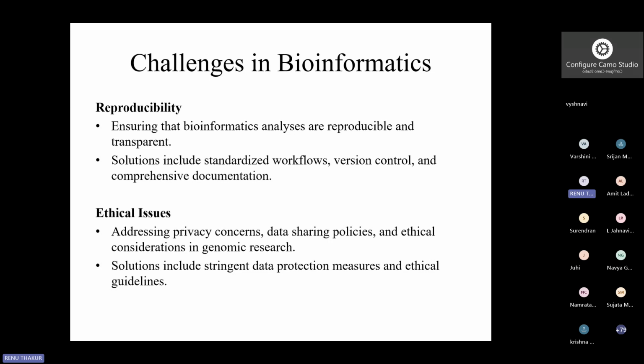In that case, the ethical considerations are so stringent. You can't just carry out genomic research by drawing blood from a human being, doing analysis and converting the raw data into computationally valid data. So it is not possible all the time. So the solution includes stringent data protection measures and ethical guidelines.